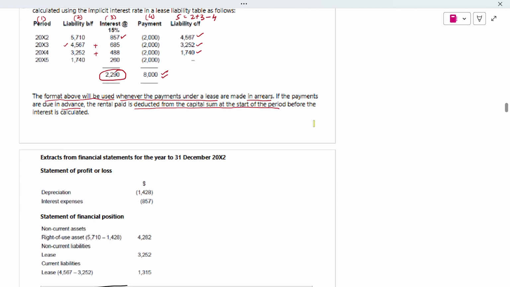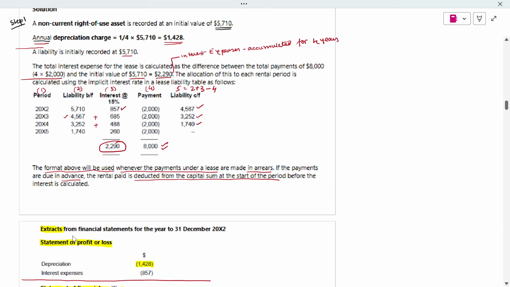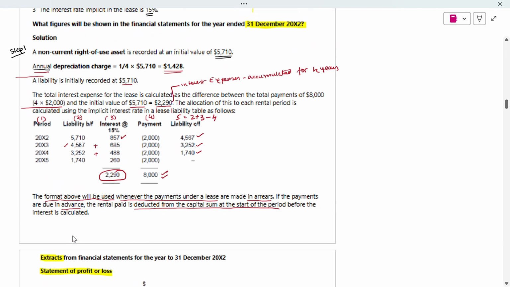It is only an extract, no total. Okay, don't do any total. You have to make the statement of profit and loss account and statement of financial position. Extract means only presentation. Nothing should be in total. We have calculated depreciation. It is there with you: 1428.